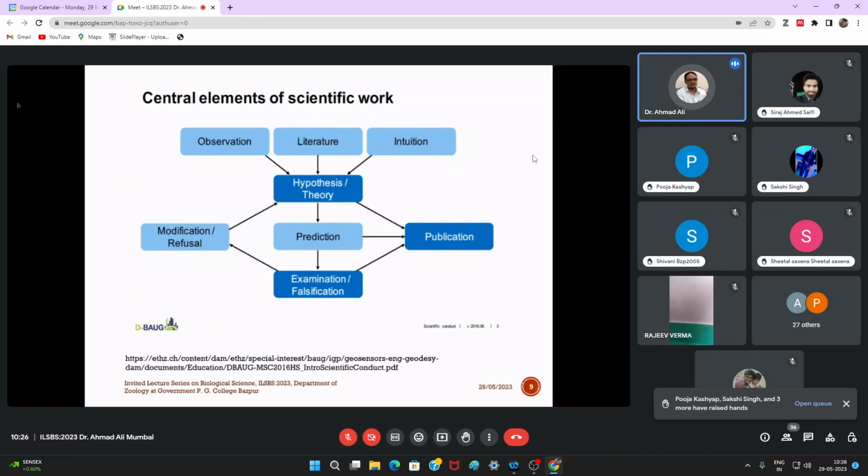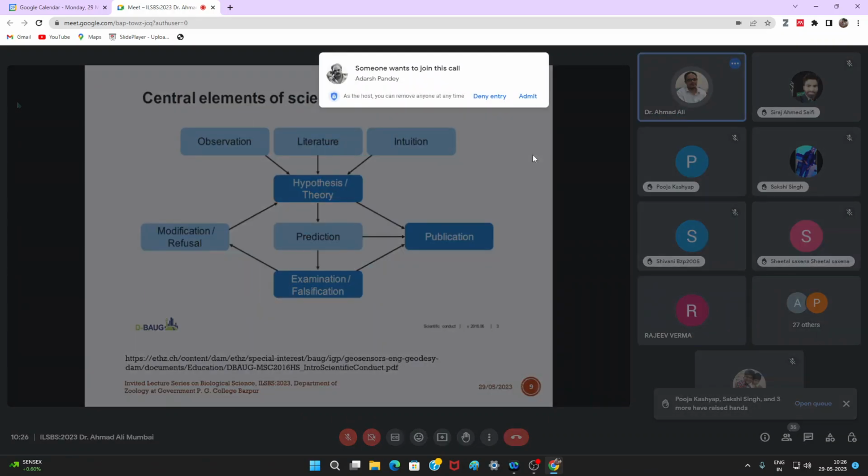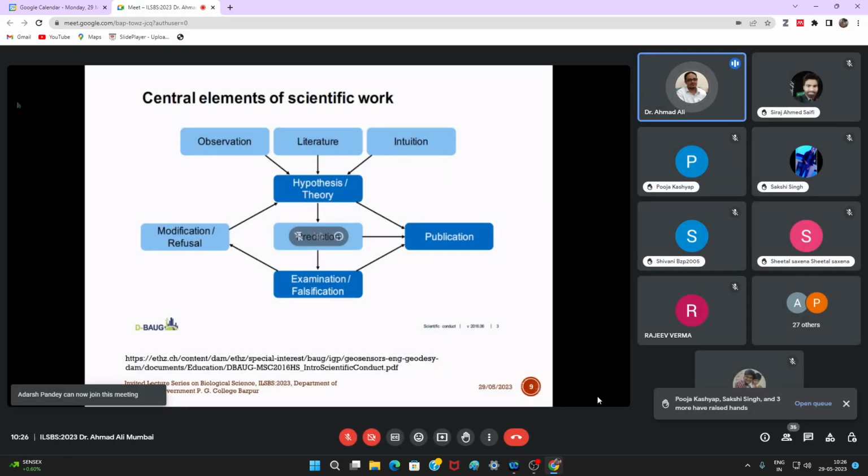So the central elements of scientific work are observation, literature, and intuition. Whatever happens in the society, we observe that, and we do the literature review. You know that it's the main part of any research. A thorough review of literature will establish a very good question, a very good problem, which is the backbone of the research. An incomplete, just superficial literature review will lead to a problem, because whatever we are working on might have been reported somewhere in the literature.